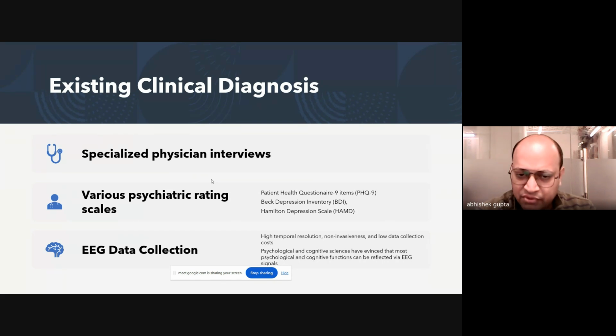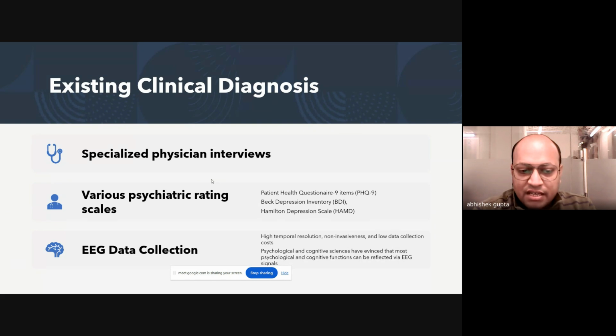Specialized physician interviews are also conventional methods to diagnose depression. After that, they rate the patient on various psychiatric rating scales like PHQ-9, BDI, HAMD. Out of those, BDI is very common and widely used.